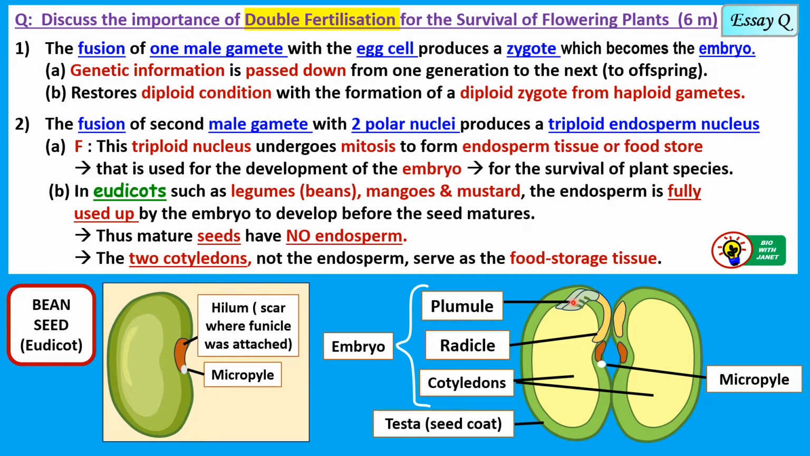So the embryo consists of the plumule, the young shoot, the radicle, the young root, and then the two cotyledons here. Okay, and outside here is the testa or seed coat. Then here is the micropyle.